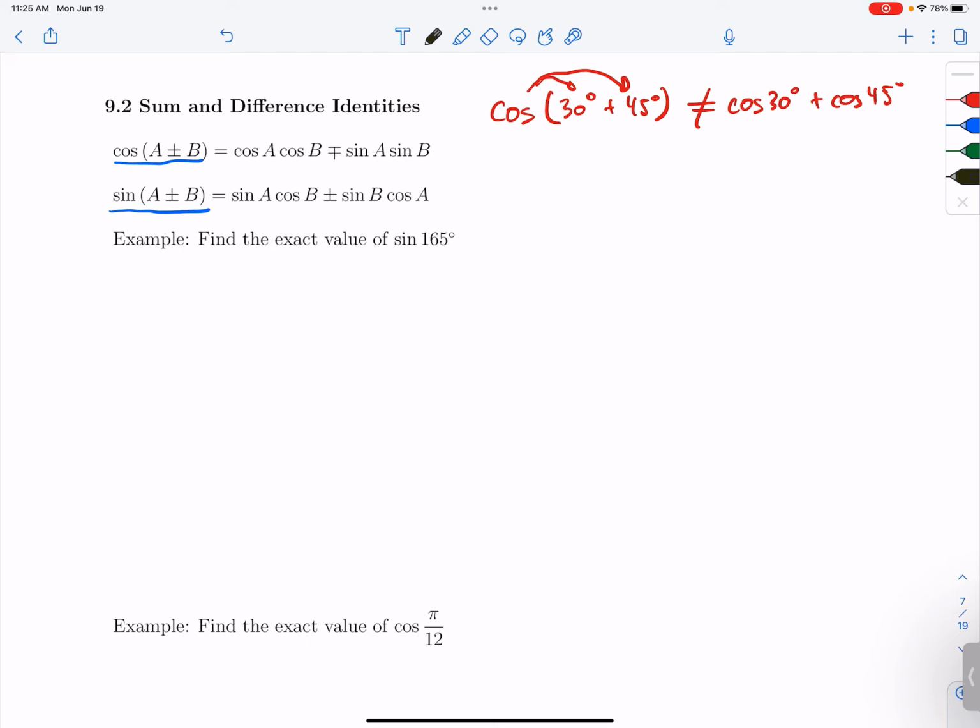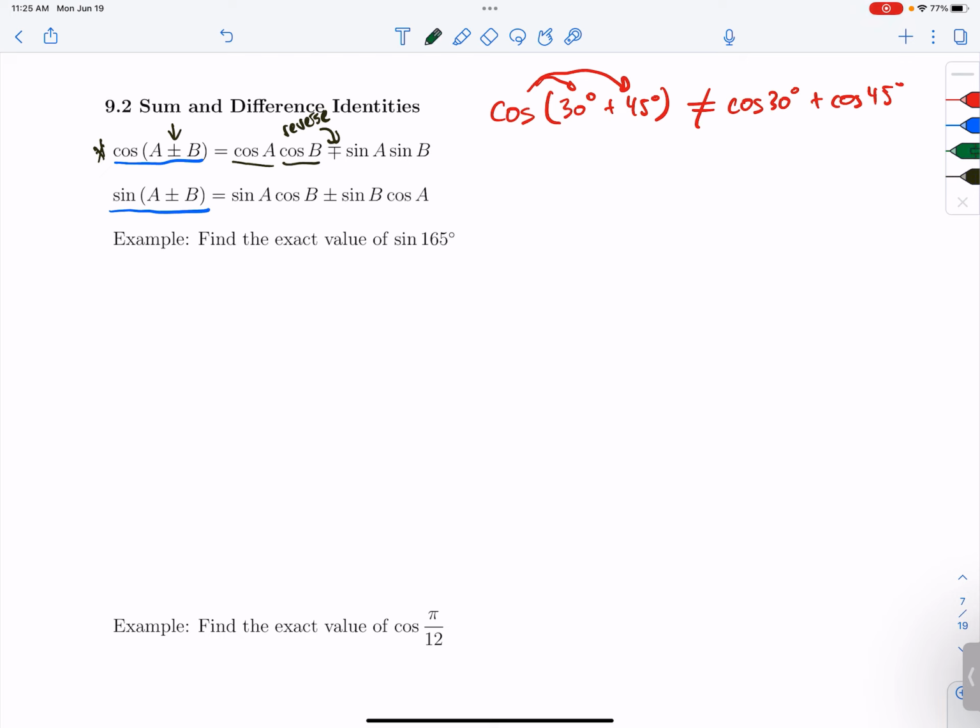What the formula is telling us to do, looking at the cosine sum and difference: if I have cosine of A plus B, I take cosine of A, multiply that by cosine of B, or the second angle. And then notice that I reverse the operation. If we are adding over here, we are going to subtract on the right-hand side. And if we are subtracting, or finding a difference, then we add on the right-hand side. So cosine has the opposite or the reverse operator.